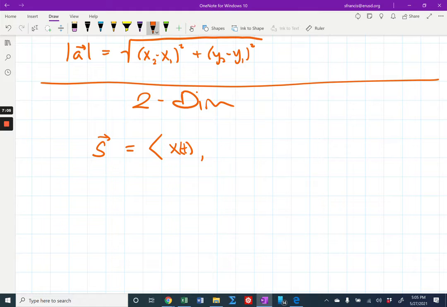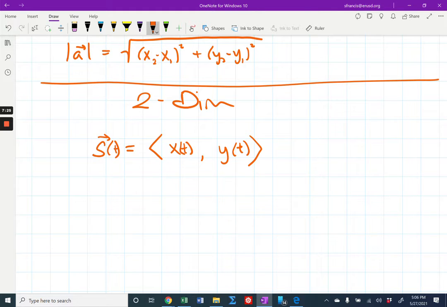So the position vector is just a set of parametric equations. It gives me a description of the x coordinate as a function of time, and it gives me a description of the y coordinate as a function of time. Okay, so this is really just some s of t.